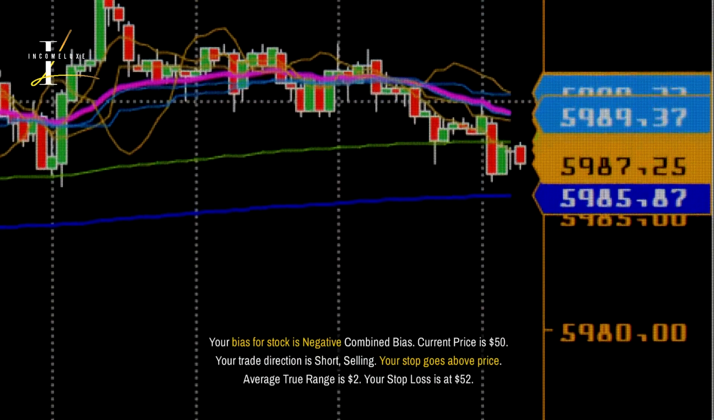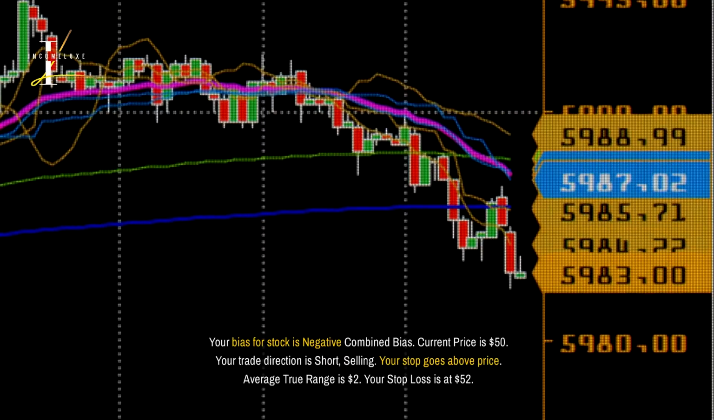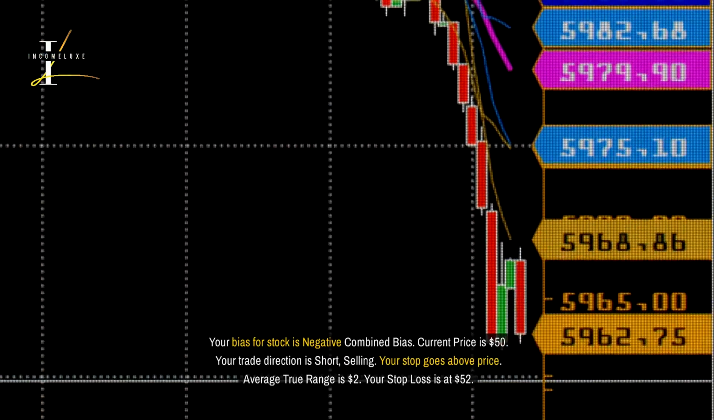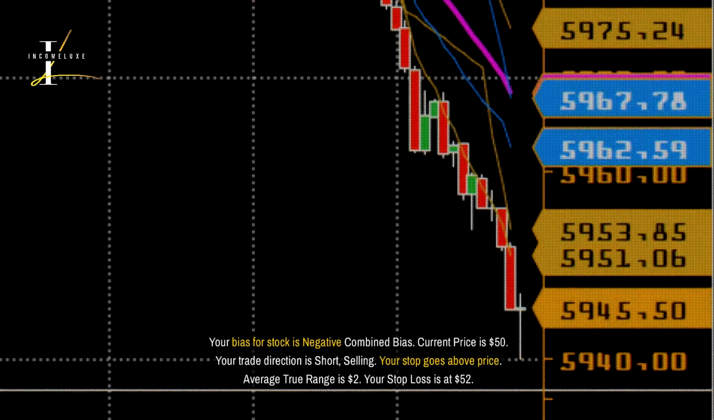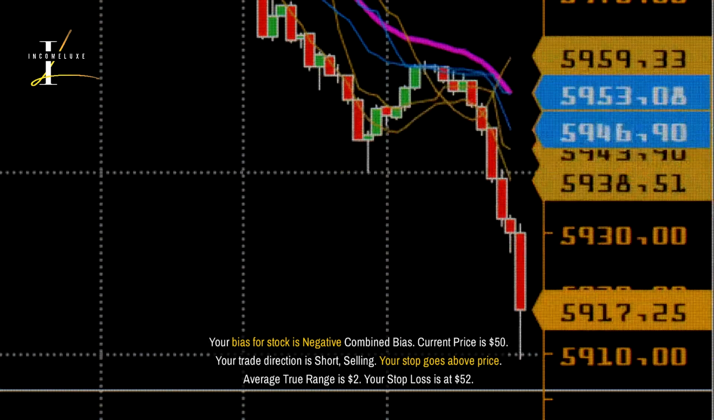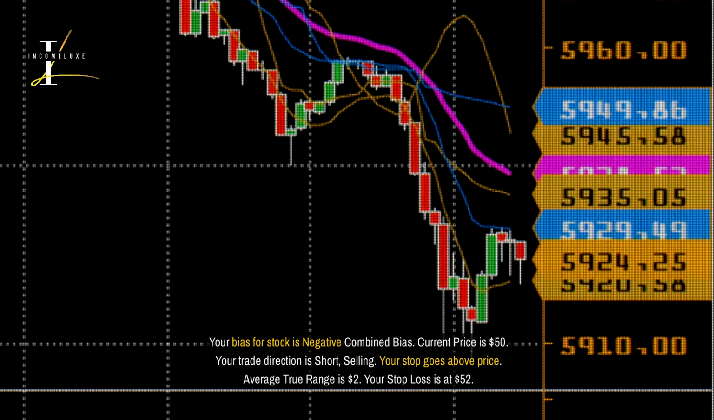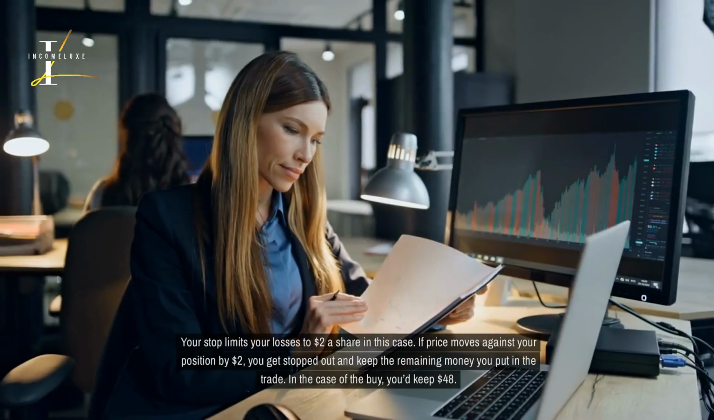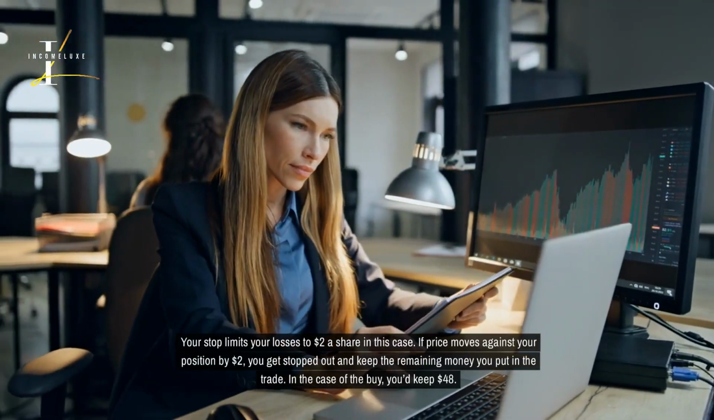Your bias for stock is negative combined bias. Current price is $50. Your trade direction is short, selling. Our stop goes above price. Average true range is $2. Your stop loss is at $52. Your stop limits your losses to $2 a share in this case.